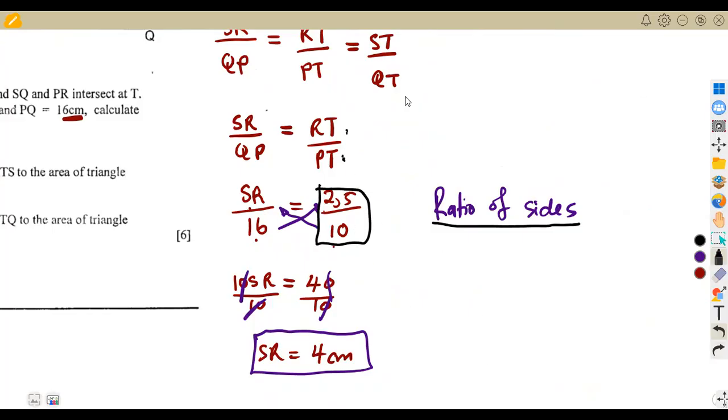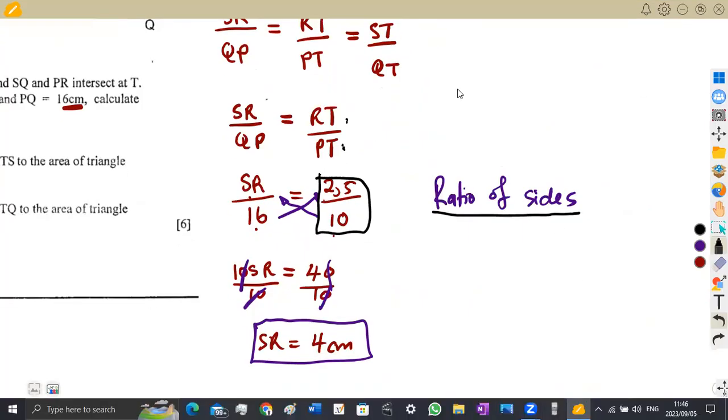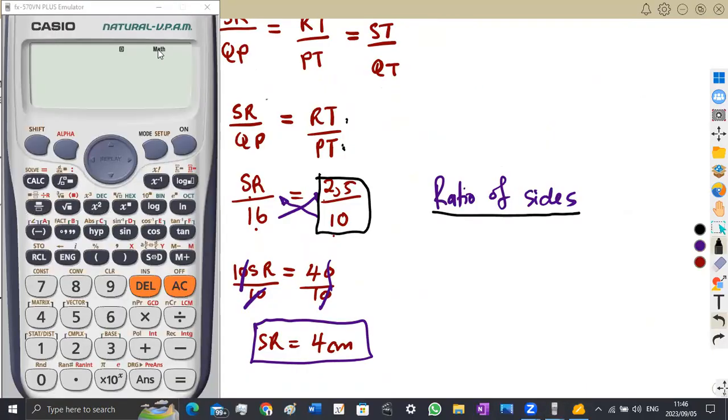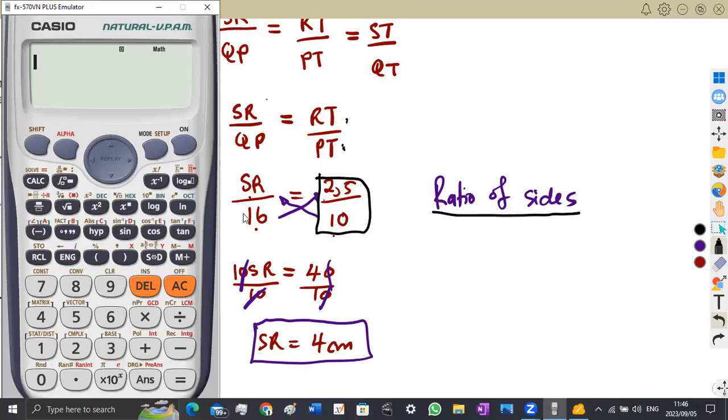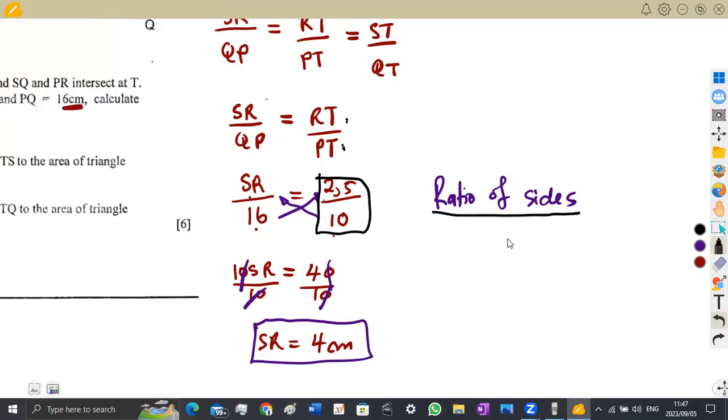So if we are to use our calculator, all right, this is paper 2. Let me bring the calculator so that we can check what I'm trying to explain here. All right, so let's say we've got our calculator here. We want to use this fraction 2,5 over 10. Let us see what we have. 2,5 over 10, it's 1/4. So meaning to say our ratio of sides is 1/4.